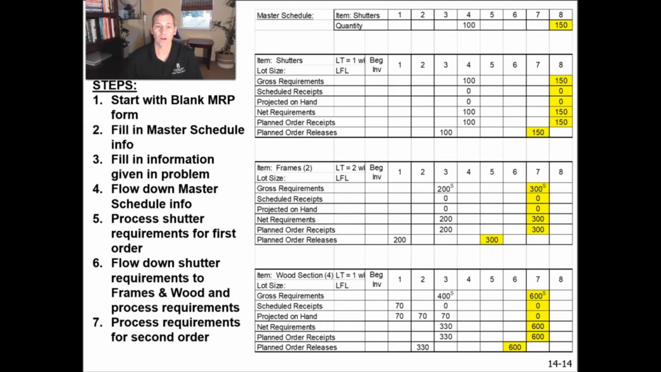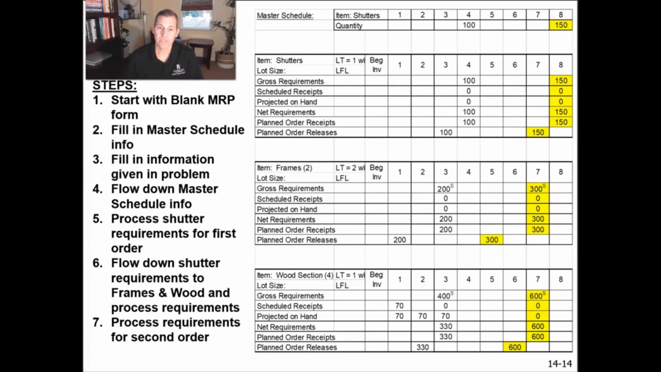To support the order of 150 shutters in week 7, we need 2 frames for every 1 shutter. So we need 300 frames to support the order of 150 shutters. We have no scheduled receipts, no projected on hand, so therefore our net requirements equal our gross requirements. And the frames have a 2-week lead time. So because we need them in week 7, the release will happen 2 weeks before that, which is week 5.